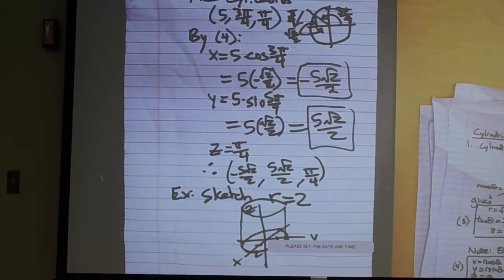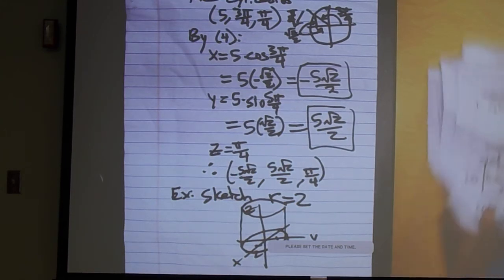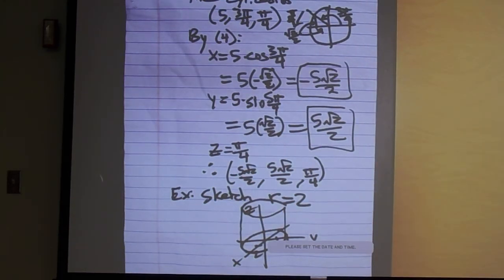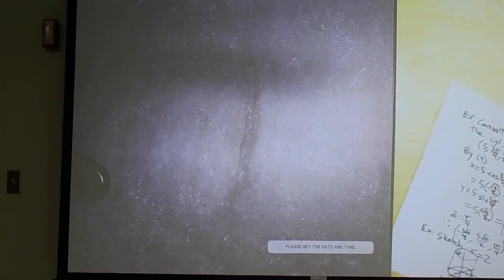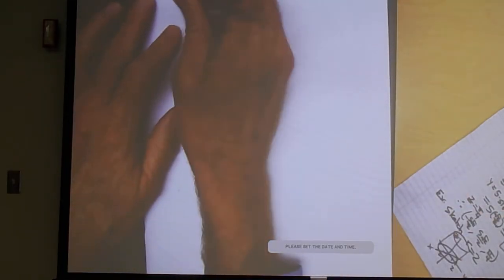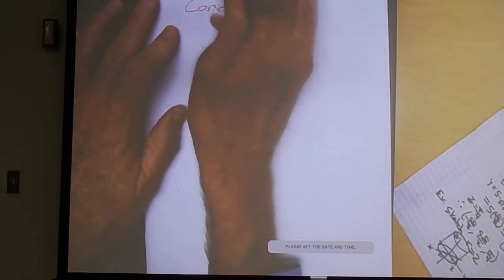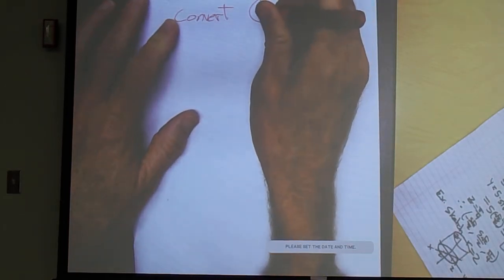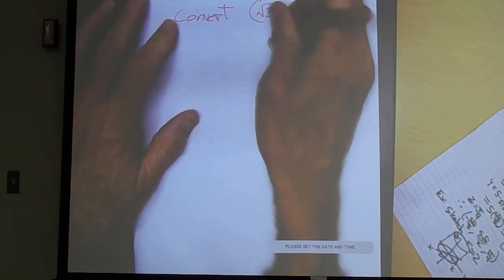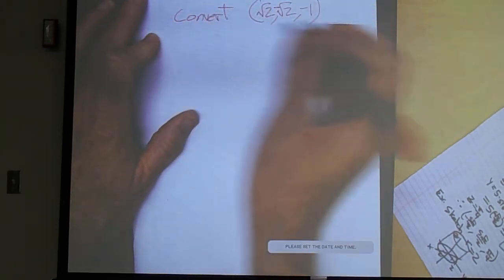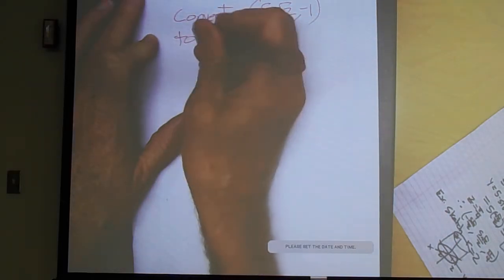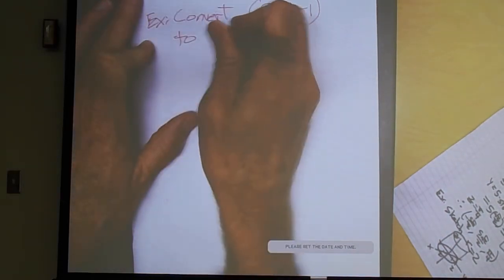Well, we'll convert some points the other way next time. Maybe I should just do one now, huh? Let's see. Suppose I have this. Convert the following rectangular coordinates, square root 2, minus square root 2, minus 1, to cylindrical coordinates.